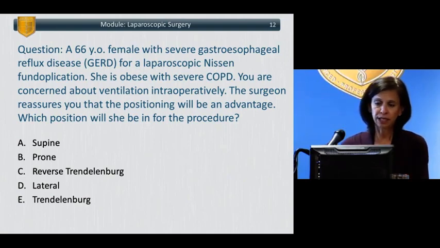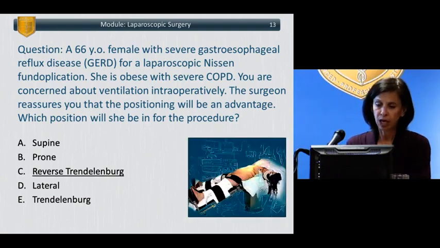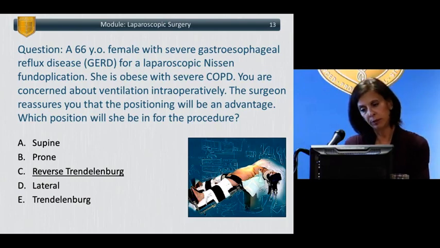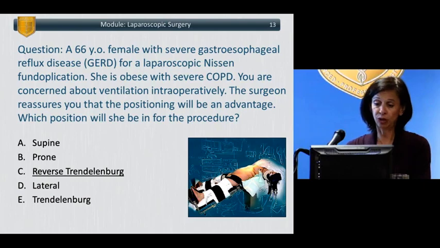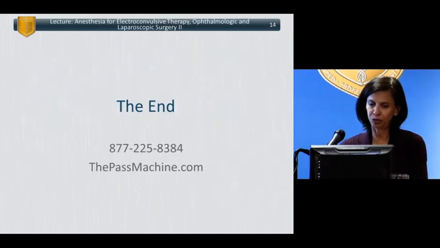So a laparoscopic Nissen fundoplication. Remember the picture I showed you? Think of where the stomach is. And reverse Trendelenburg. So again, for once the surgeon knew a little bit about anesthesia and ventilation and lung function, and he's right, it should be easier for you to ventilate. Doesn't mean it will be easier overall for you to take care of this patient.